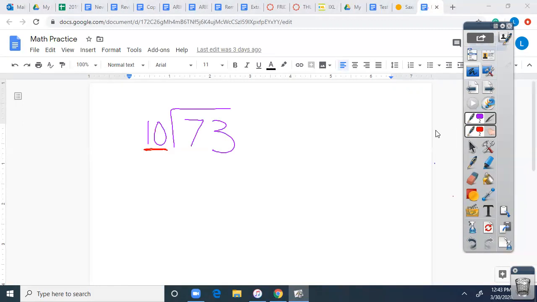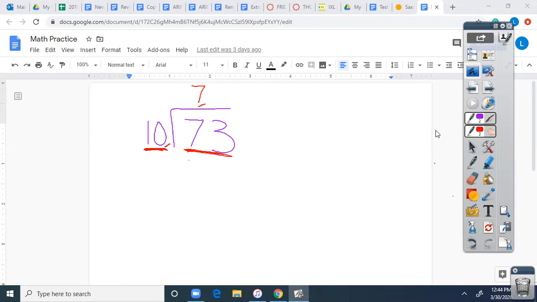Okay, so this one is going to have a remainder. So instead of saying 10 goes into 7, because we know 10 is too big, right? We have to say 10 goes into 73 how many times? 10 times what gives us something close to 73, but doesn't go above 73. So if you said 7, you would be correct. 7, then we still go through the steps.